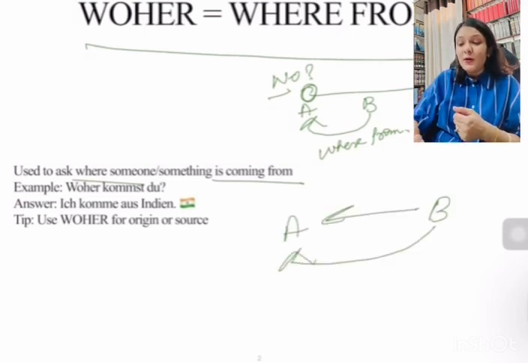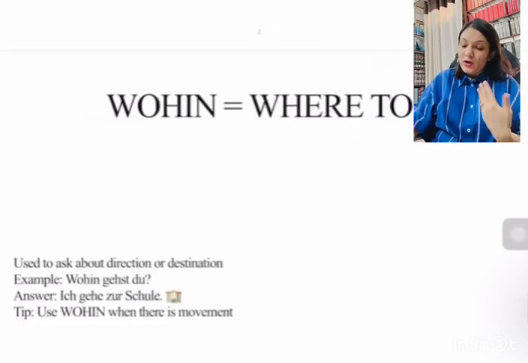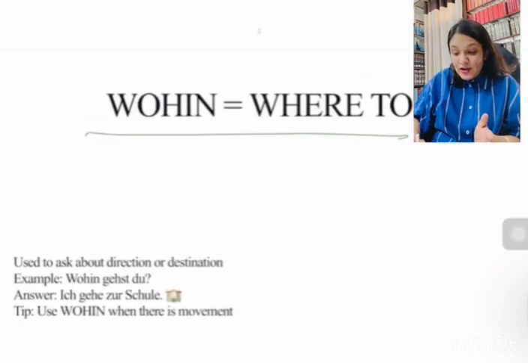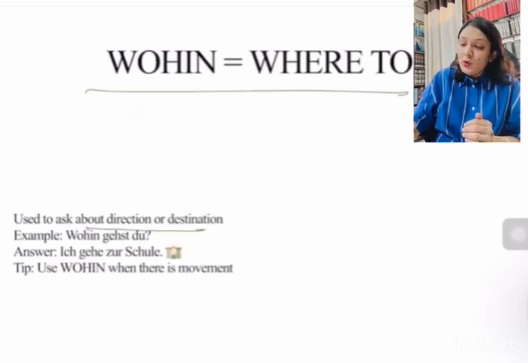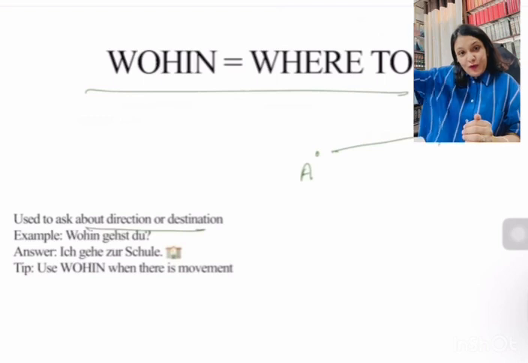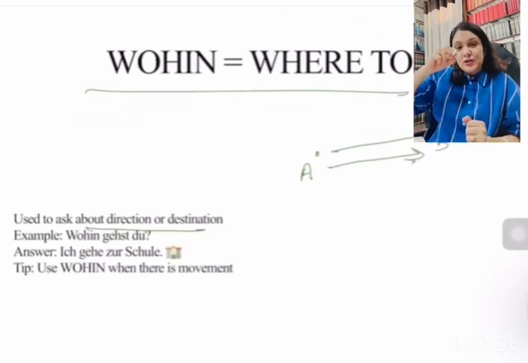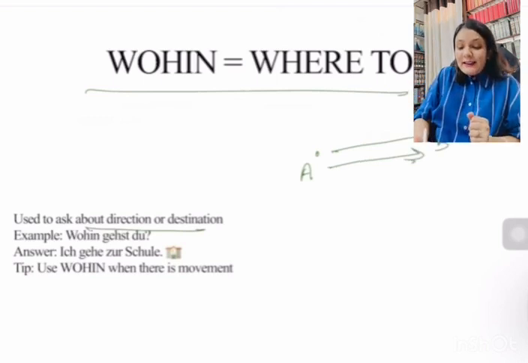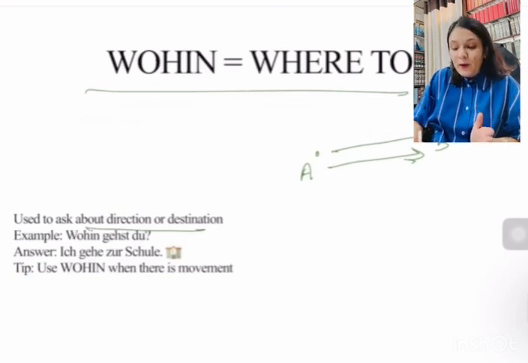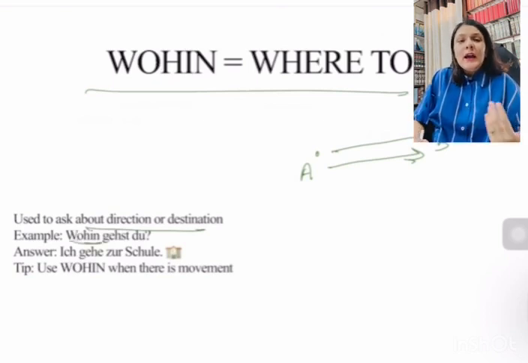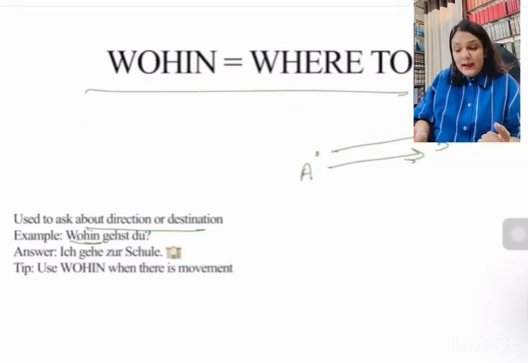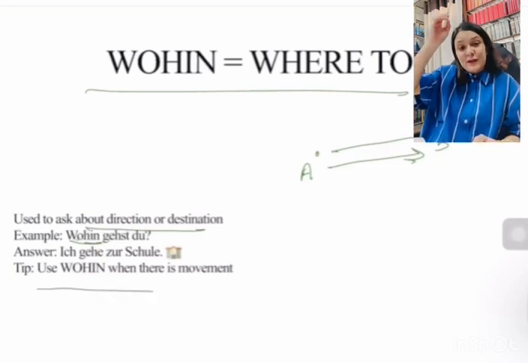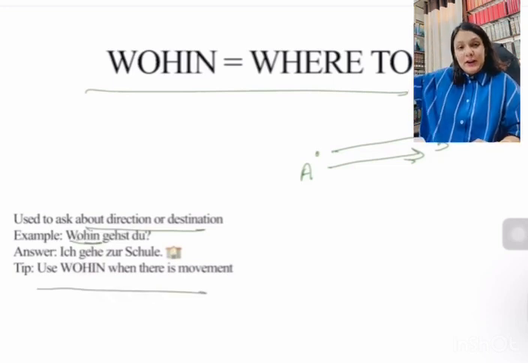The third is wohin. Wohin simply means where to. It is used to ask directions or destination. You're going from A to B. There is a movement towards a particular direction, towards a particular destination. There we use wohin. For example, wohin gehst du? The answer could be, ich gehe zur Schule. Ich gehe towards that particular place. So use wohin when there is a movement, from A to B, to a particular point.